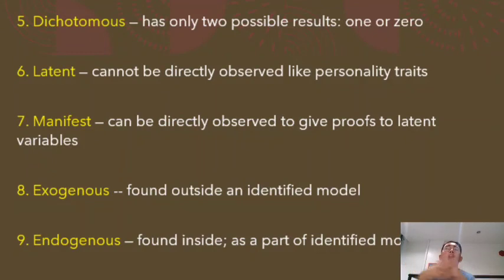Next, dichotomous has only two possible results, 1 and 0. Latent cannot be directly observed, like personality traits. Manifest can be directly observed to give proofs to latent variables. Exogenous, found outside an identified model. Endogenous, found inside as part of an identified model.